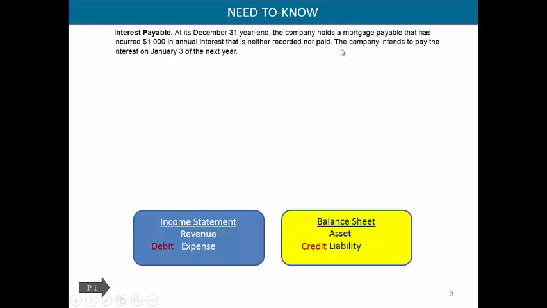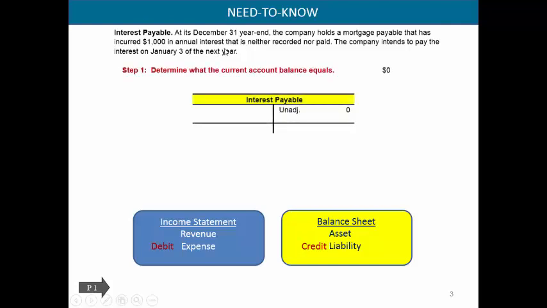So we have a company and they have a mortgage, and for this mortgage they have incurred $1,000 in annual interest. And this is fairly typical because there are some contracts where you only pay interest once a year. And in this case, the company intends to pay their interest on January 3rd. However, on December 31st, they need to close their books and they need to get them up to date. So because they have had the benefit of having this mortgage throughout the year, they need to go ahead and recognize the expense because they have used up that time that this interest represented. So we need to go ahead and accrue for that expense.